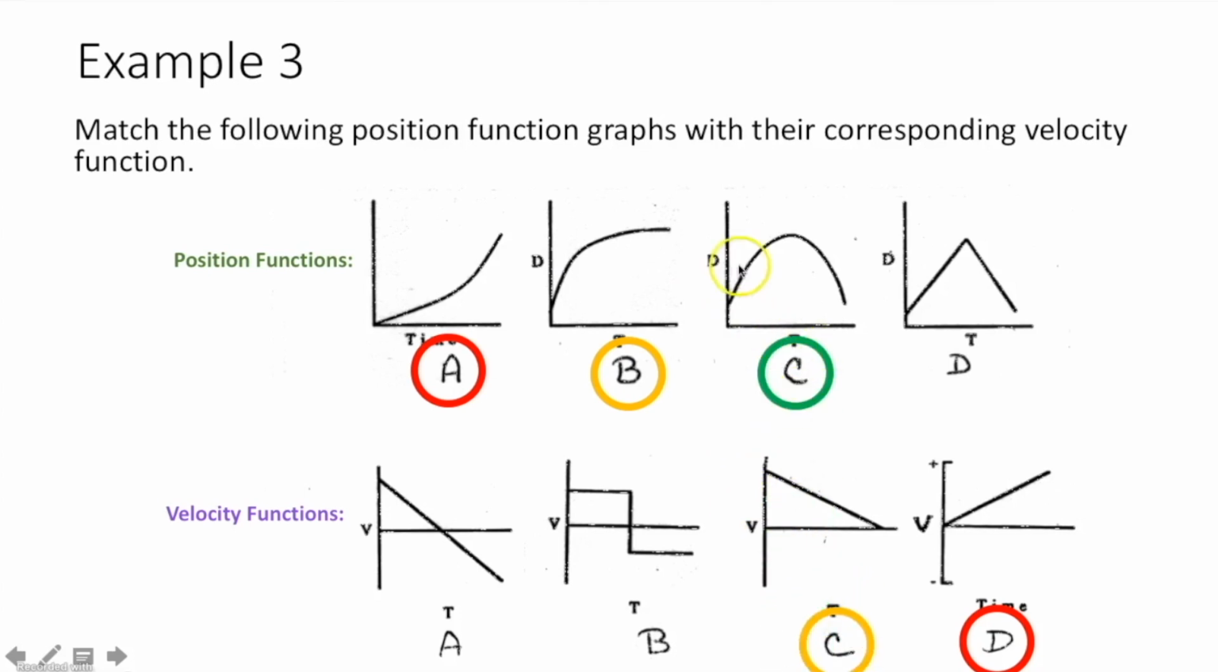For C up here, the slopes of our tangent line start off positive and then go to 0 around the middle and then go negative after that as time increases. So which y values start off positive and then go to 0 around the middle and then go negative after that as time increases? That would have to be A right there, which means that D is going to have to correspond with B, because you start off with a positive constant slope and then at the middle of your graph it changes to a constant negative slope. So that would have to be this one right here.